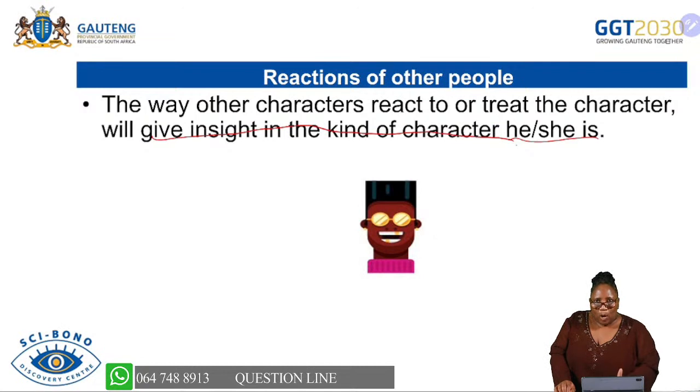So at some point, we will be asking you the character traits. How is Tammy viewed? How is Isabel reacting to a particular instance? So we call it reactions of other people. They do not react the same way to situations.